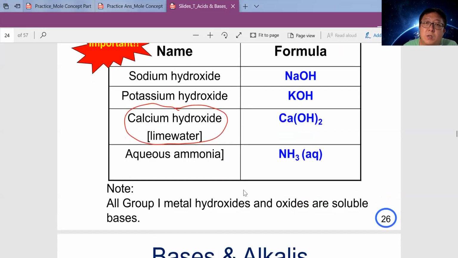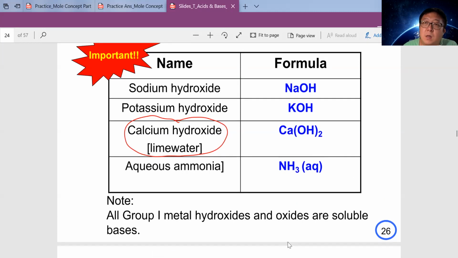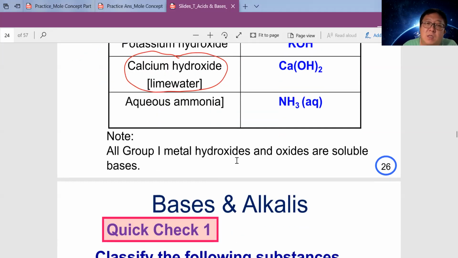Group 1 metal hydroxides and oxides are soluble bases. Very clear cut: your sodium and potassium are in group 1. Then ammonium salts are all soluble in water. That's how we actually derive this example.